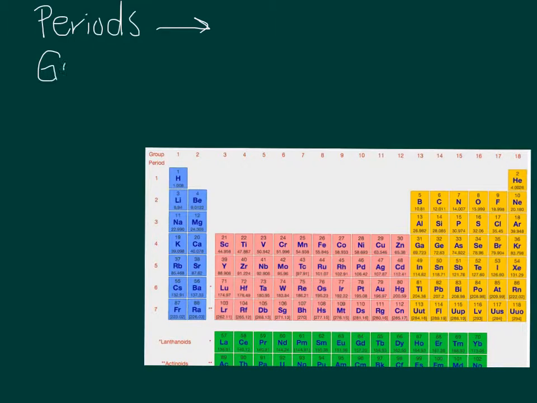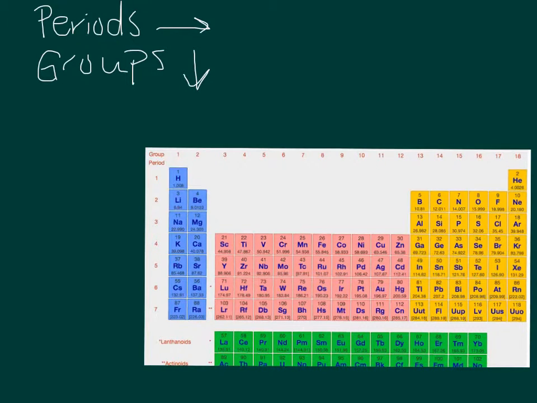Next, we have what we call groups or families. Your groups and families go in vertical columns. So this is group number 1. Now, notice that hydrogen is placed in this group. However, hydrogen is not like any of the other elements. So actually, it doesn't belong to any group at all. We place it above period 1 just so that it has a place to go on the periodic table. So period 1, period 2, 3 through 12, 5, 6, 7, 8, 9, and 10.